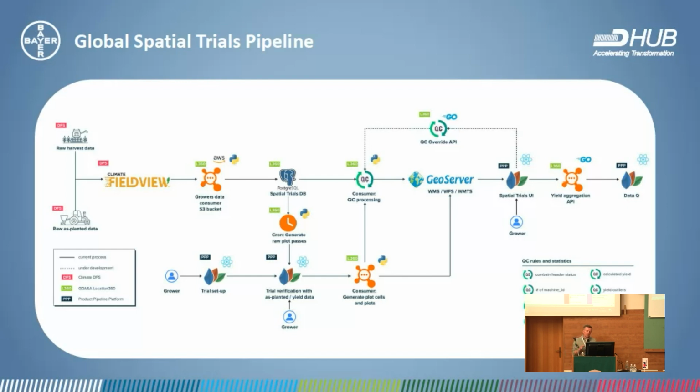So GeoServer is the core. It helps us to serve and deliver the data to the users via WFS, WMTS, and so on, all the services. But maybe starting from the left, from the beginning, we have the raw harvest data and the raw as-planted data, and those data need to flow through the Climate FieldView application, and later on, our consumers can pick it up and send it to our system.